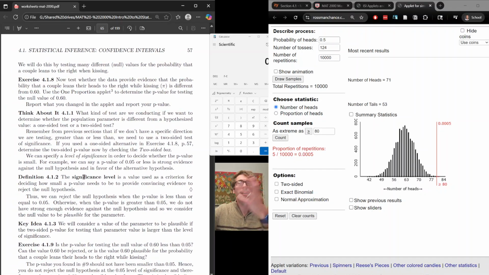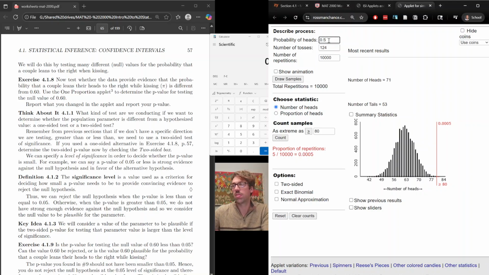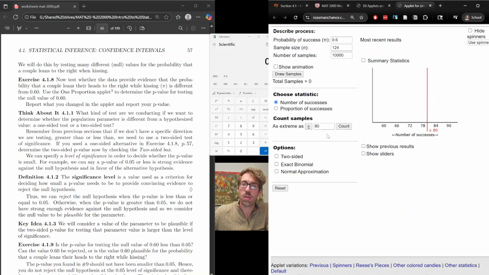We can do this by testing different null values of the probability that a couple leans to the right. So now test whether the data provide evidence that the probability of a couple leaning to the right while kissing is different from 0.6. So instead of 0.5, 0.6 would be right here. We would draw samples.